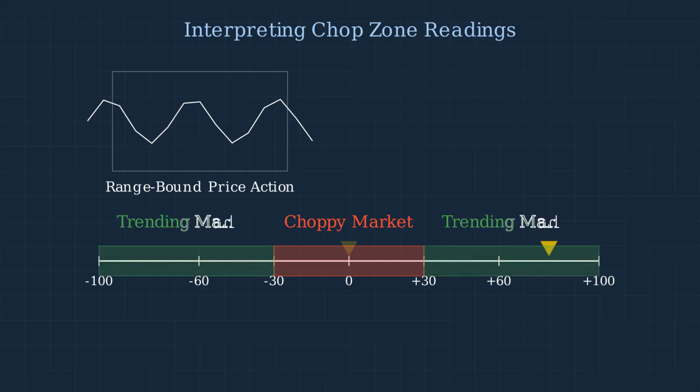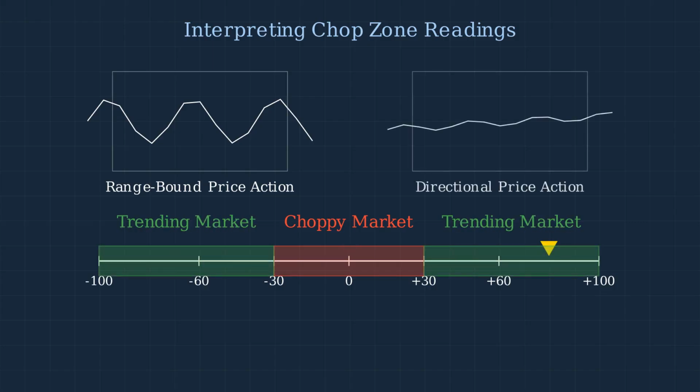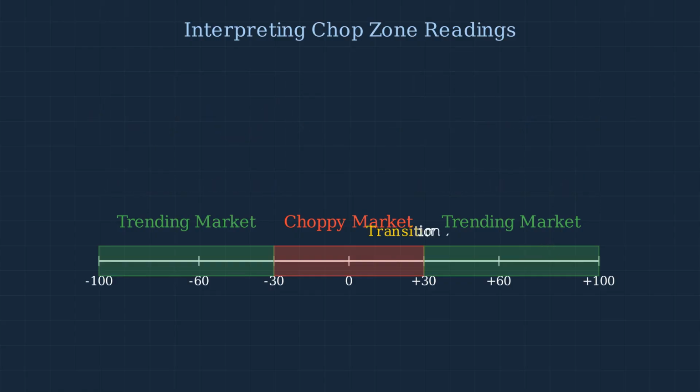Values approaching -100 or +100 suggest strong trending conditions. In trending markets, directional strategies like trend following tend to work better. The transition between choppy and trending zones often signals potential changes in market behavior.